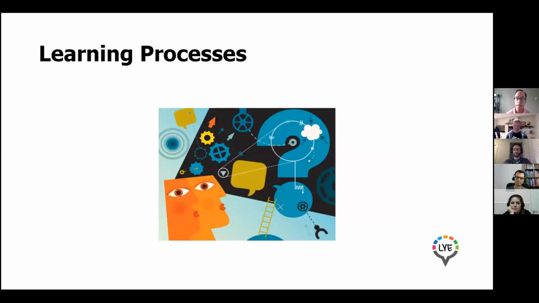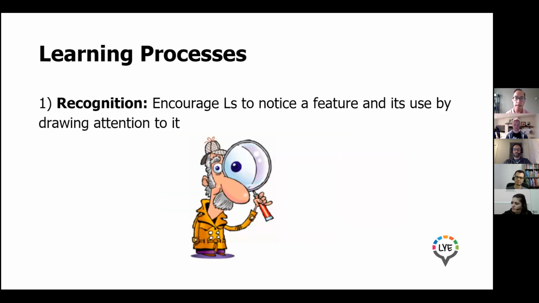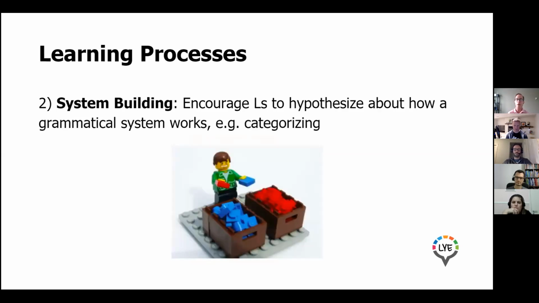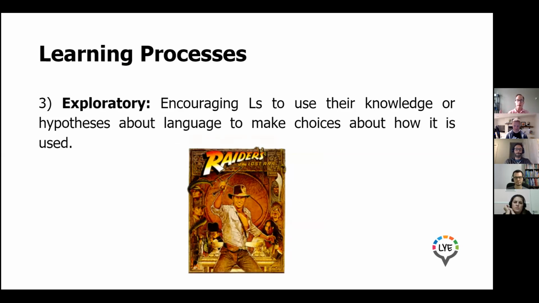And Dave Willis breaks down that this really involves three learning processes. The first one is recognition: encouraging our learners to notice the features of language and its use by drawing attention to it, also by focusing on systems and hypothesizing about how these grammatical systems work. And it's only through hypothesizing and this recognition that they can start to experiment with the language. That really is our job, to give them opportunities to experiment with the language.